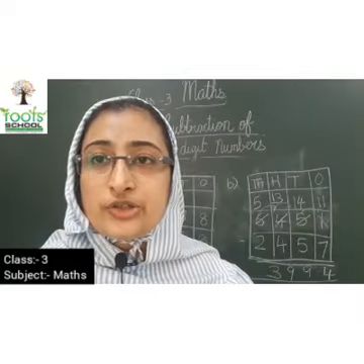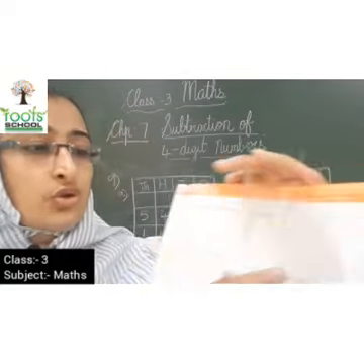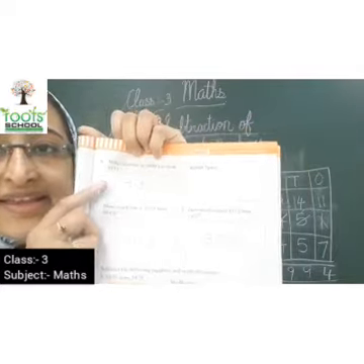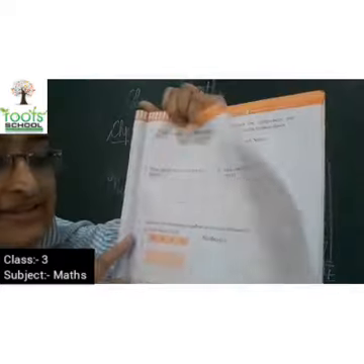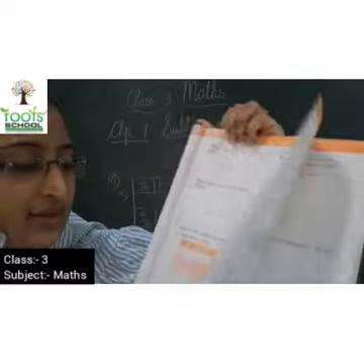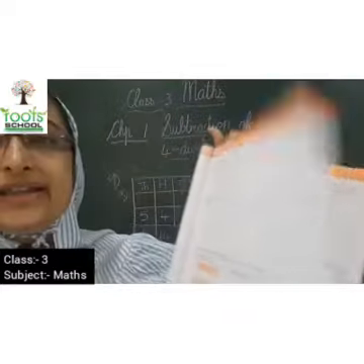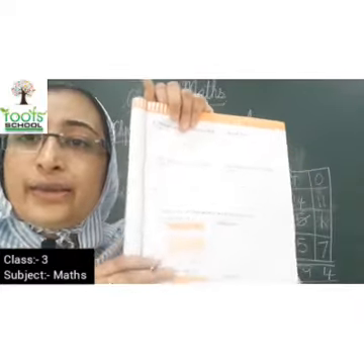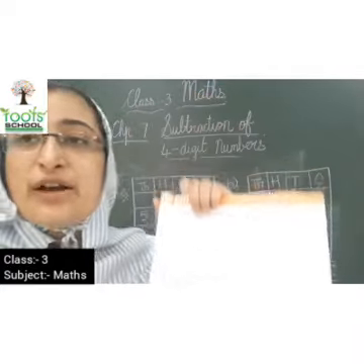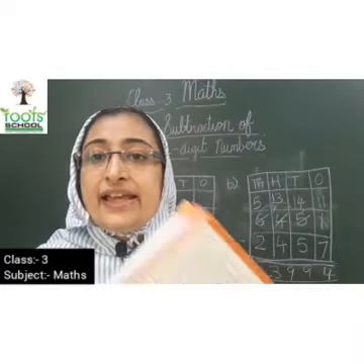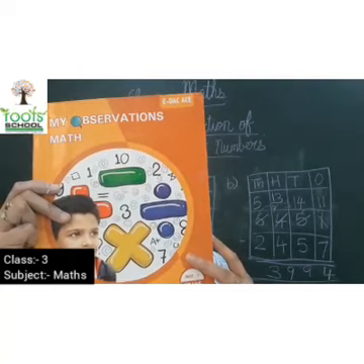Okay kids, so what's your today's work? You have to solve question number 6, 7, 8 and 9. In 9, there are 4 sums, A, B, C and D. You have to solve it in the book only. Page number 59 and 60 in your maths observation book.